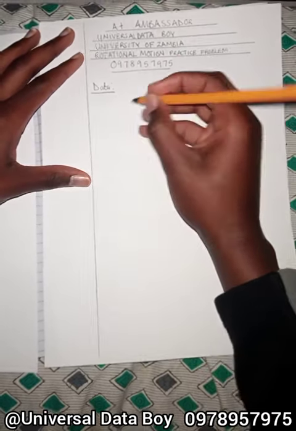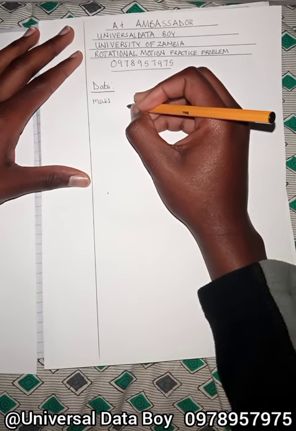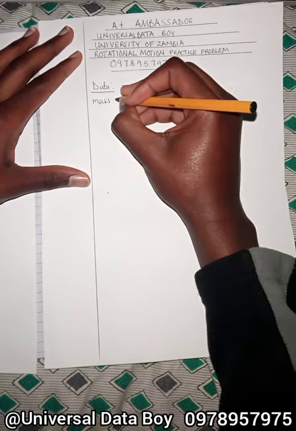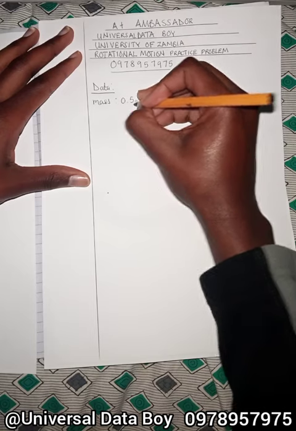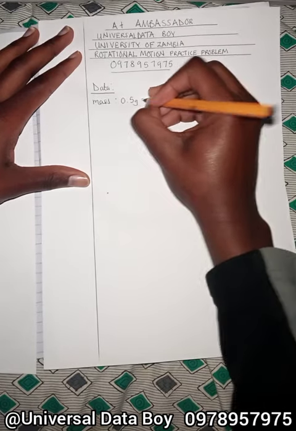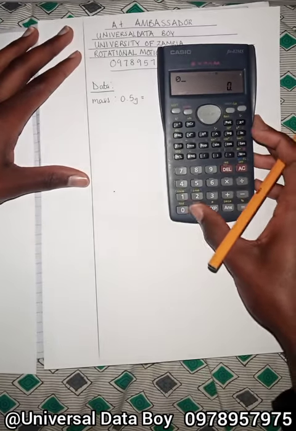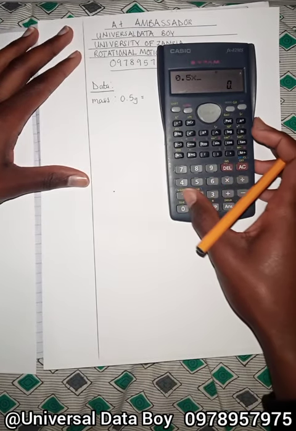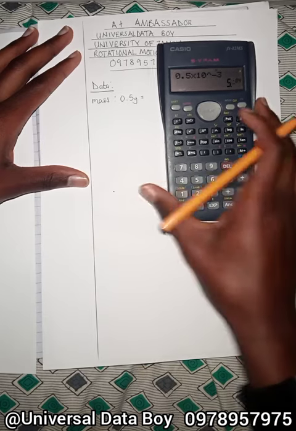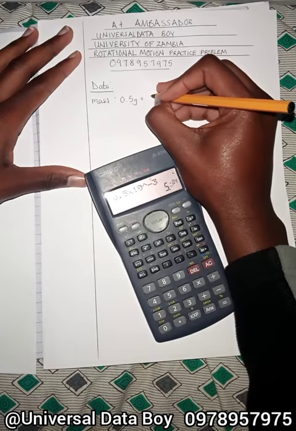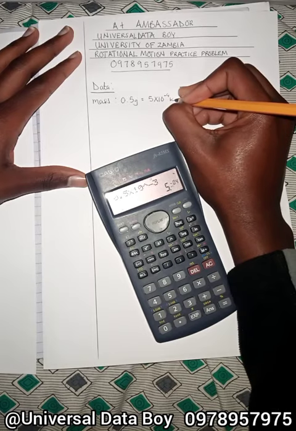So we are told the mass of the sphere is 0.5 grams. 0.5 grams is the same as, we can convert this one, 0.5 times 10 to the power negative 3. That's 5 times 10 to the power negative 4 kg.